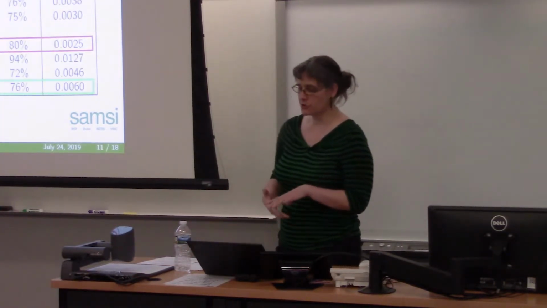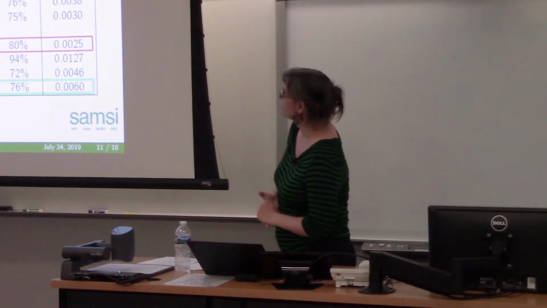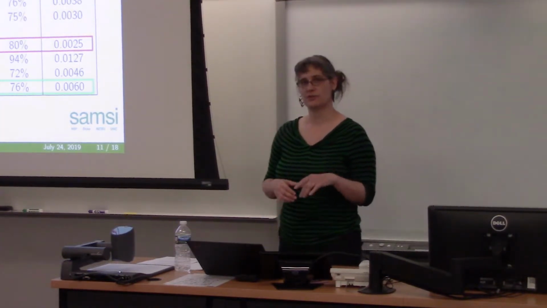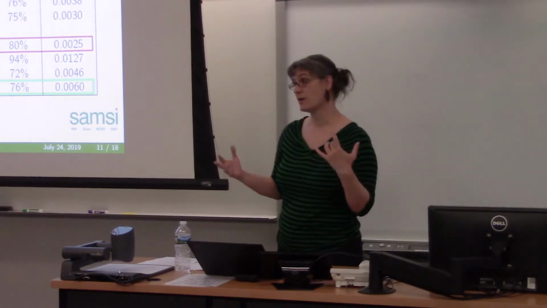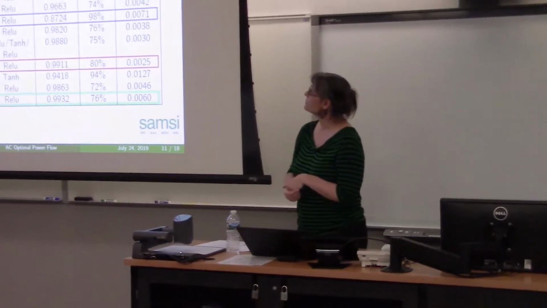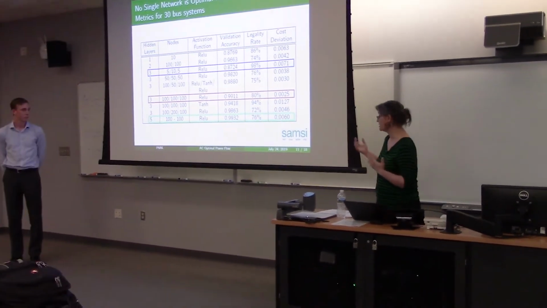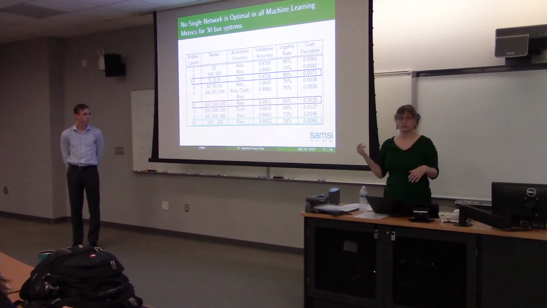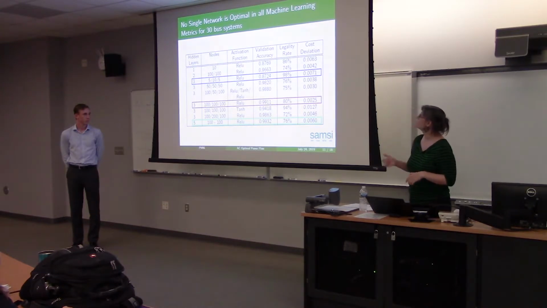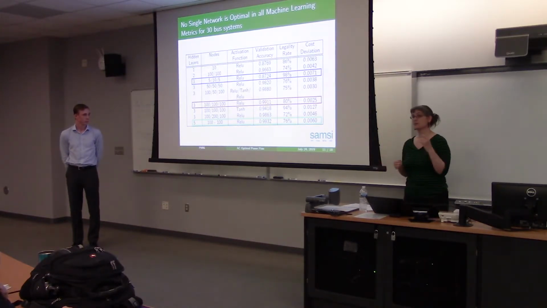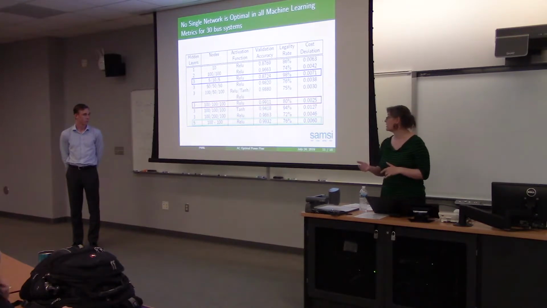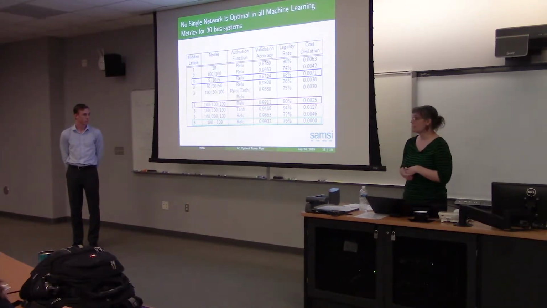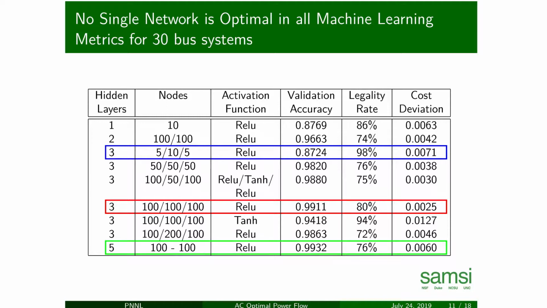So for the 30 bus system, we tried multiple different variances of the hidden layers, the nodes, and the activation functions. We wanted to see if we could find some sort of optimal system. But the 3 metrics that we were using were the validation accuracy, which is an accuracy metric, the legality rate, which is how well each of the outputs adhere to the constraints we were speaking of before, and then the average cost deviation, which is how well the predicted cost deviated from the actual cost. But each of these came up with a different set for its optimization level.